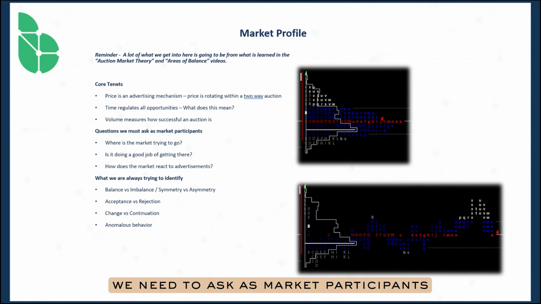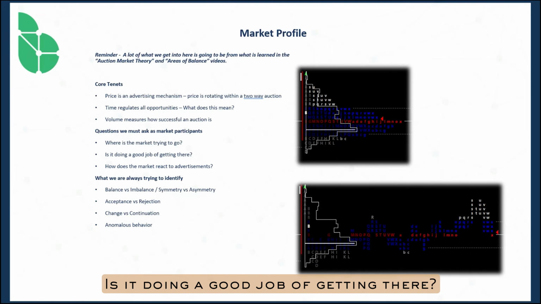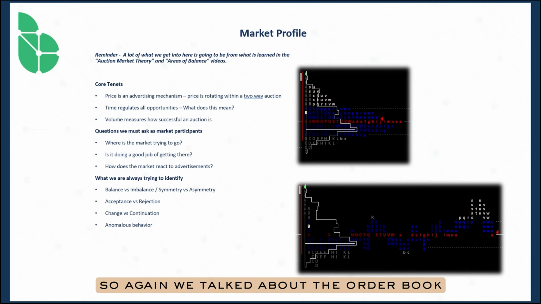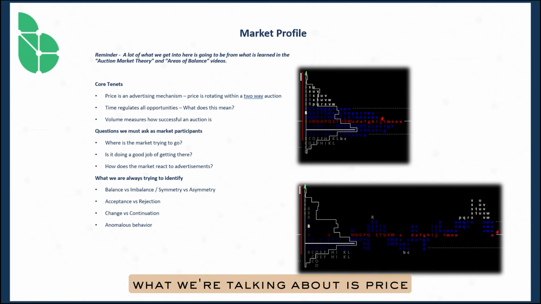Now, questions we need to ask as market participants: where is the market trying to go? Is it doing a good job of getting there? And how does the market react to advertisements? We talked about the order book being advertisements as well, but in this case, what we're talking about is price moving through certain levels and advertising at certain price points. So where is the market trying to go, and is it doing a good job of getting there?